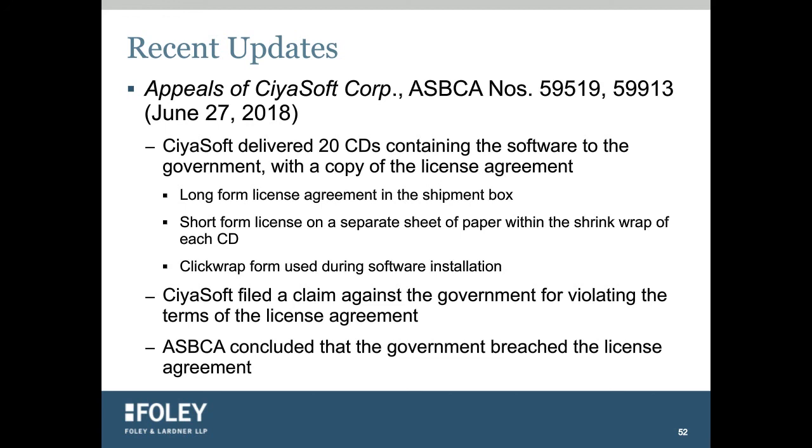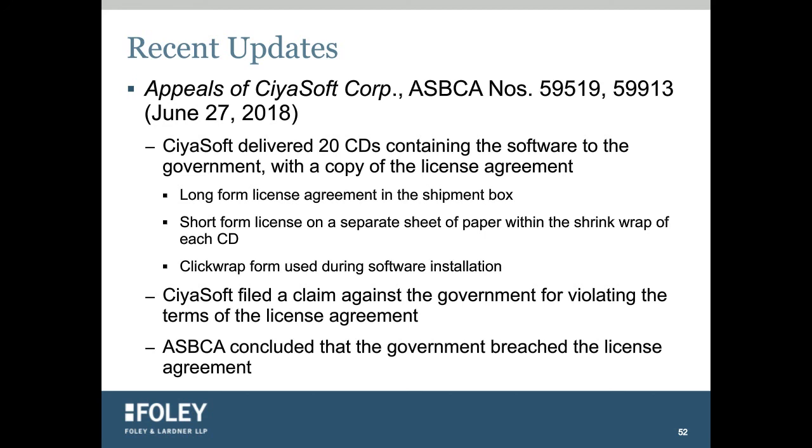However, they knew that this was going to remote areas where there wasn't going to be access to internet. So they didn't want to put that burden on the government, but they said, government, you need to give us a list of who those 20 users are. And also, you can't download this on more than one computer. Well, CyaSoft had a way to track the downloads, and they saw the government was violating the 20 single-use license agreement. And so they submitted a claim to the government.